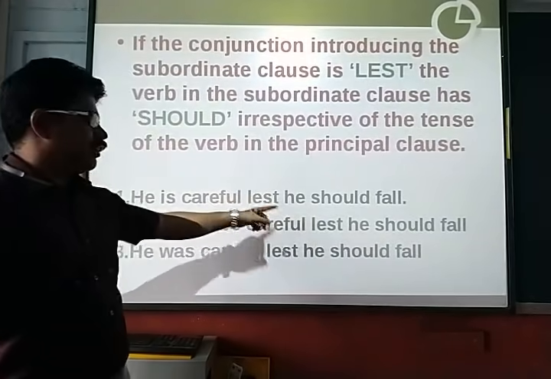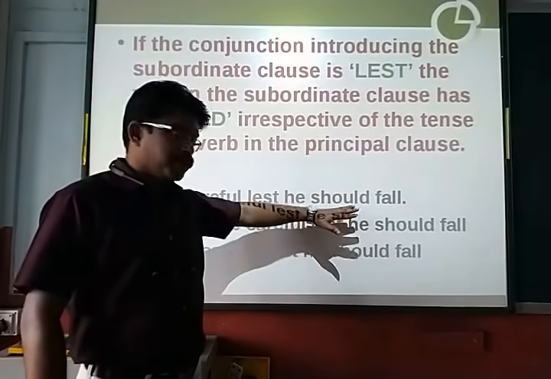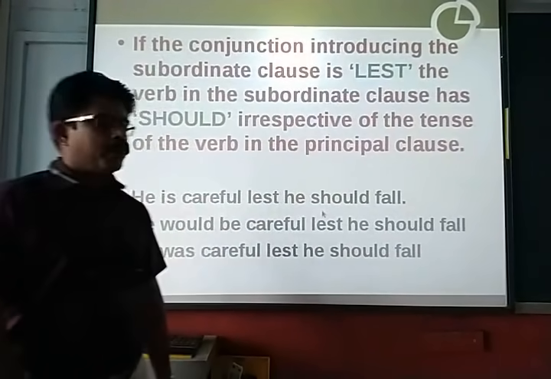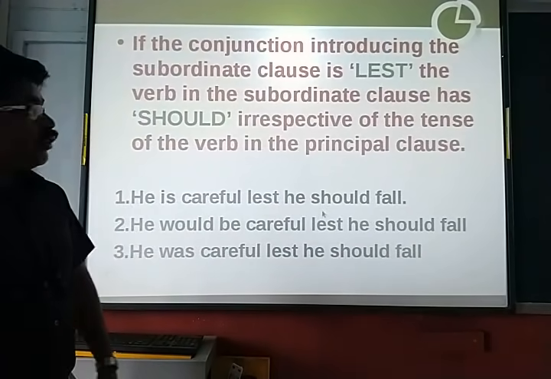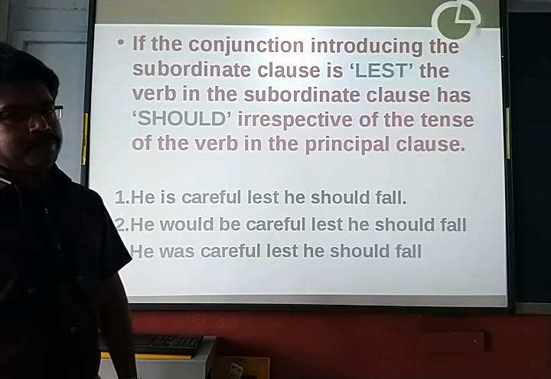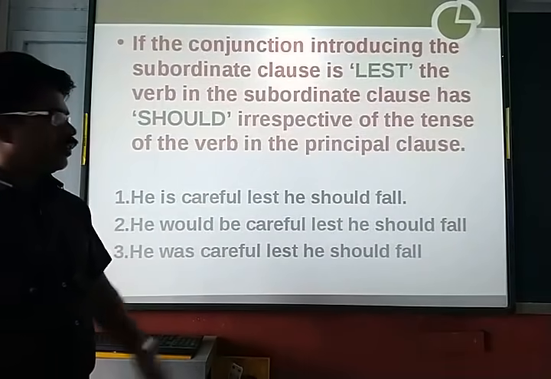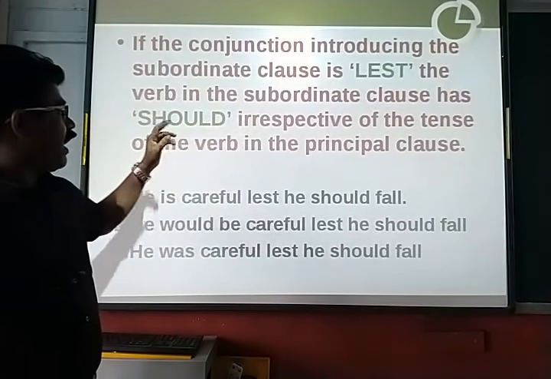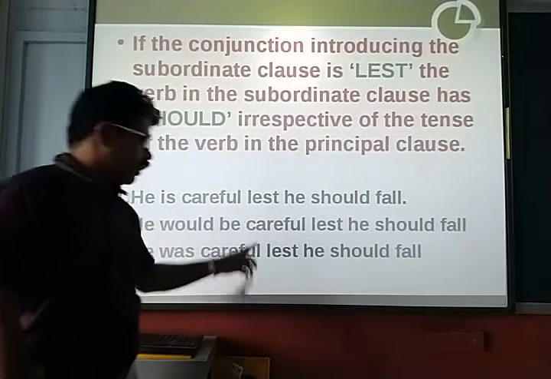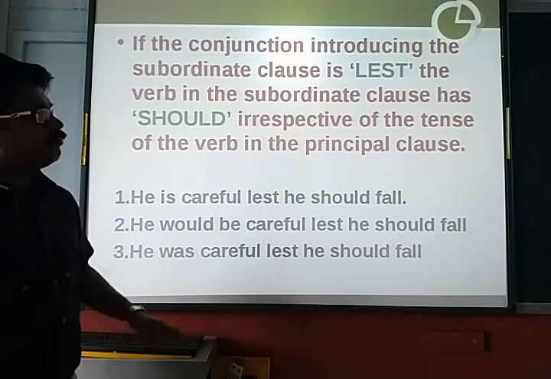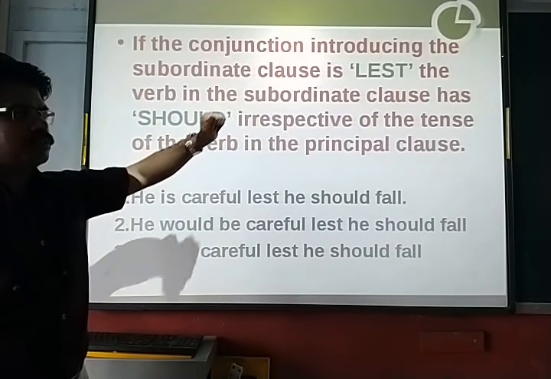Whatever the tense is, if lest is used, then naturally the subordinate clause should have should. So that is the rule: when the conjunction introducing the subordinate clause is lest, the clause has should, irrespective of the tense of the verb in the principal clause. So that is all about it. I hope it is clear. You should have already studied this in the previous classes.